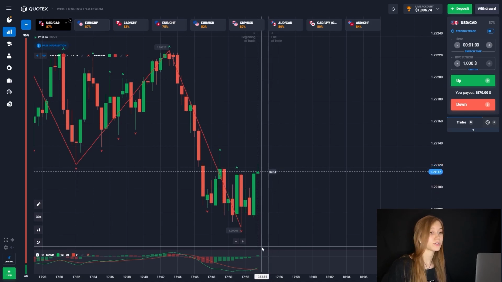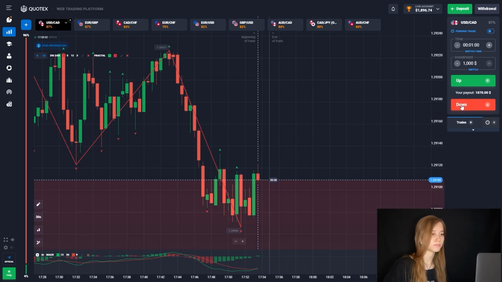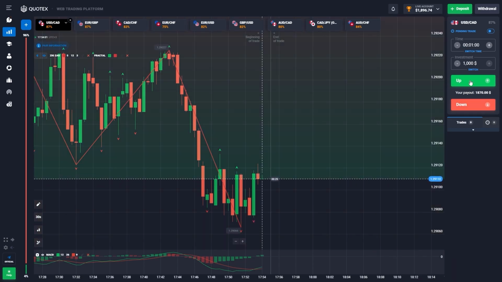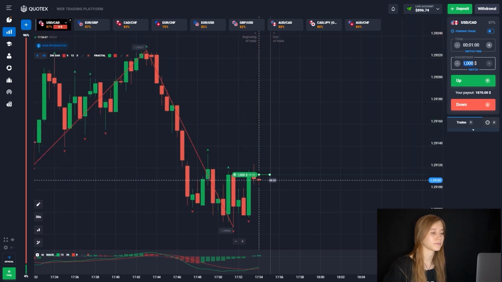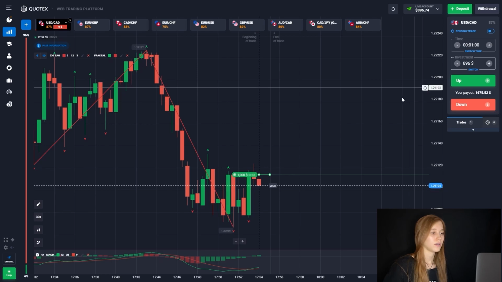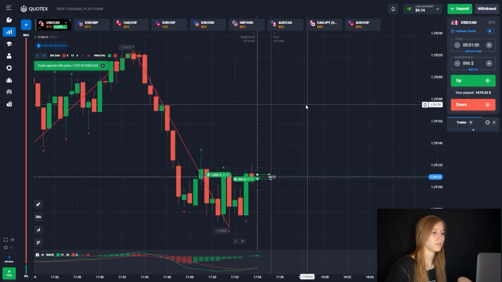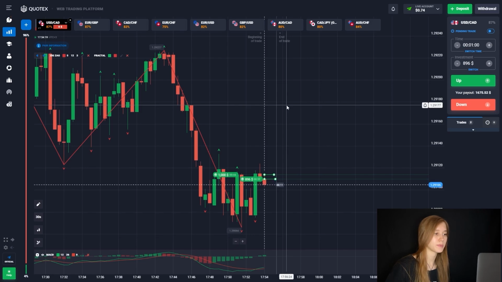Here we see a downtrend. We see the exit of the green candle. Let's wait. Let's bet on an increase here. I think we'll also go on an increase here. Up. I'll explain the principle of entry.